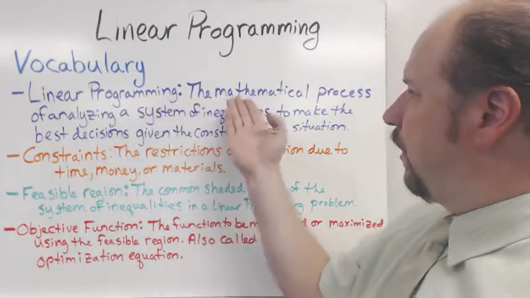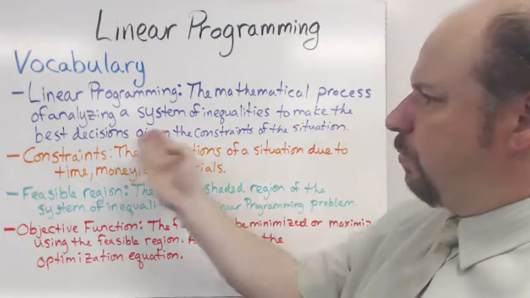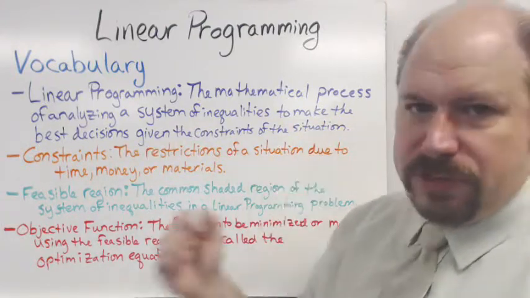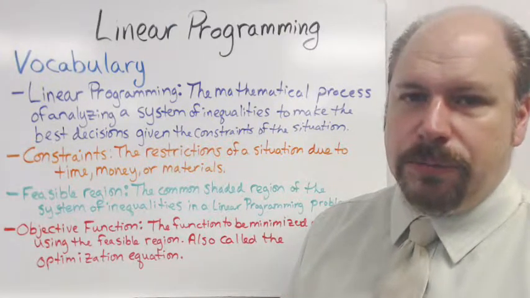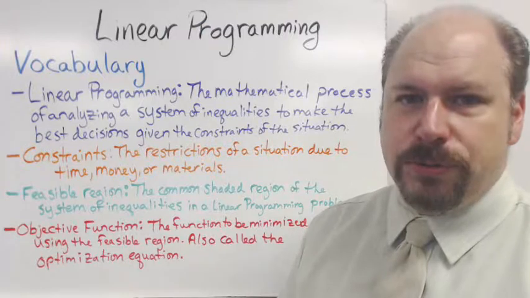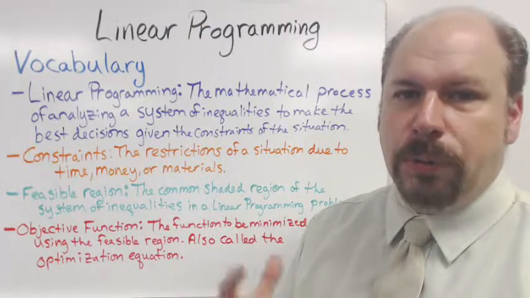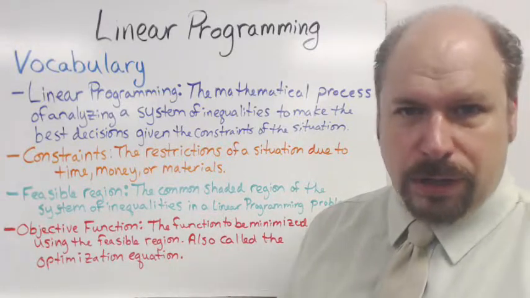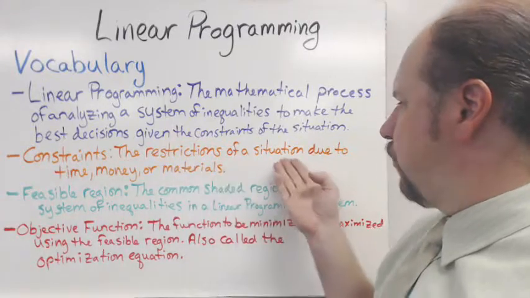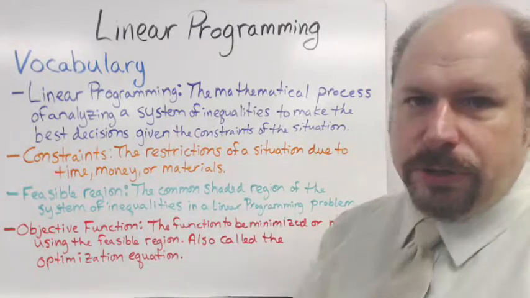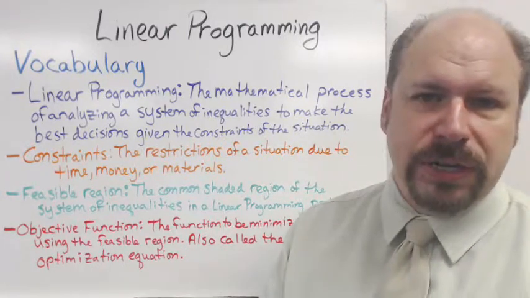So linear programming is the mathematical process of analyzing a system of inequalities to make the best decisions given the constraints of a situation. Quite often those situations might be manufacturing situations or all sorts of different things. We will probably want to maximize something based on the materials that we have. So constraints are the restrictions of a situation due to time, money, or materials. We'll take a look at an example here in just a few minutes.